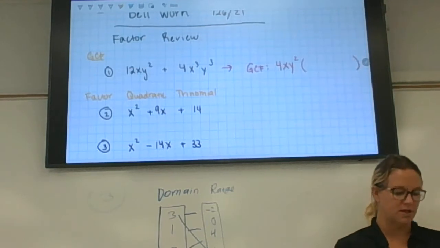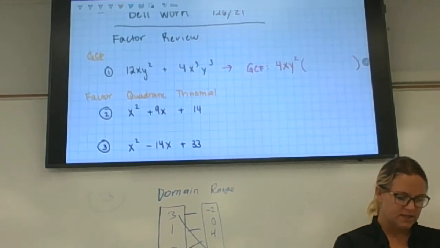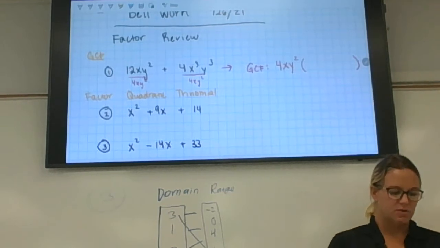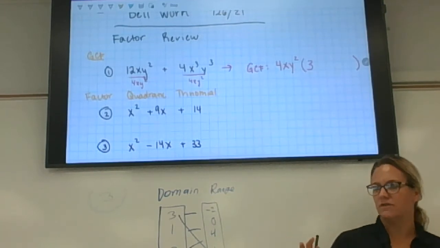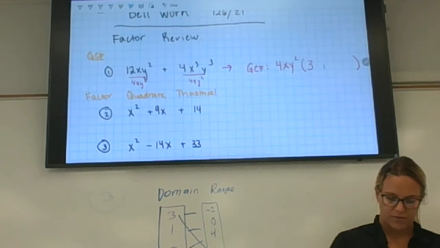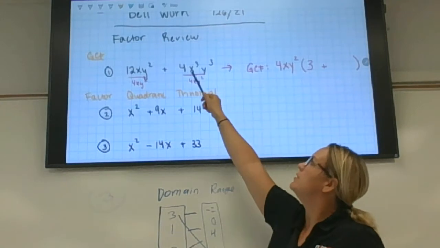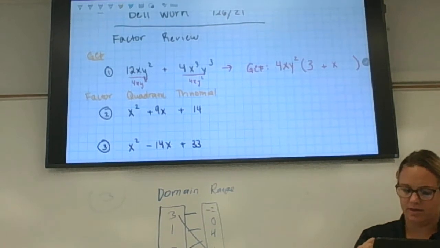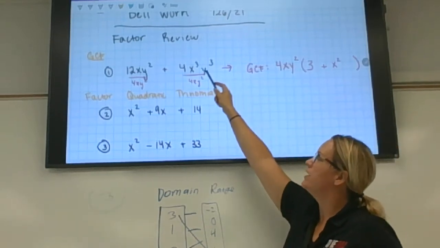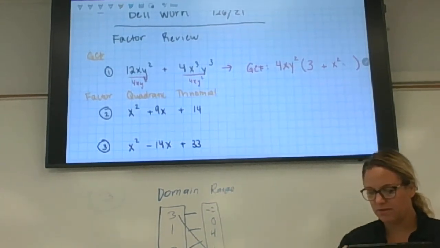I'm going to do parentheses after the GCF, and this is like dividing it out. So 12 divided by 4 leaves me with a 3 here, and the x and the y squared are exact matches, so there'll be none left over. 4 divided by 4 is 1. I had x to the third in the problem, and I'm taking 1x out front, so that leaves me with x squared. I had y to the third, and I'm factoring y squared out, so that leaves me with y to the first.